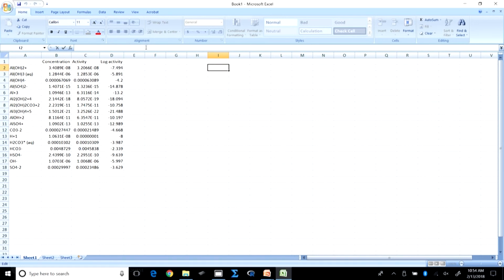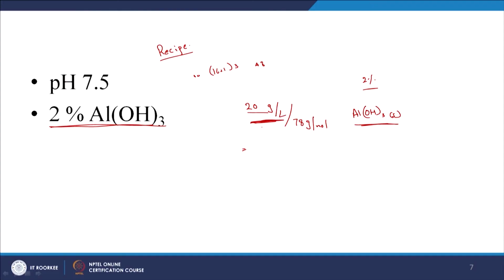20 divided by 78. Enter. So it's 0.256 moles. So the solution is 0.256 moles, right. So obviously Al total is going to be equal to 1 times the initial Al(OH)3 that I am plugging in, and that's equal to 0.256 molar.